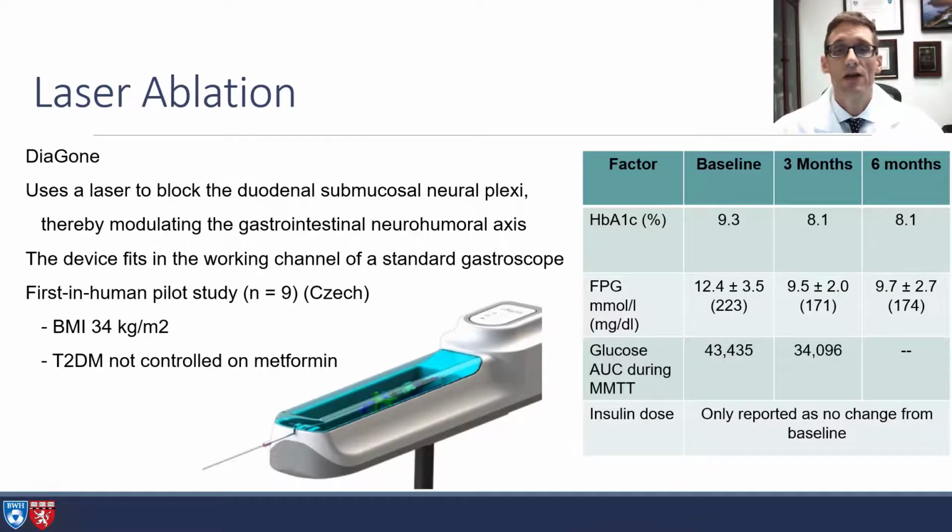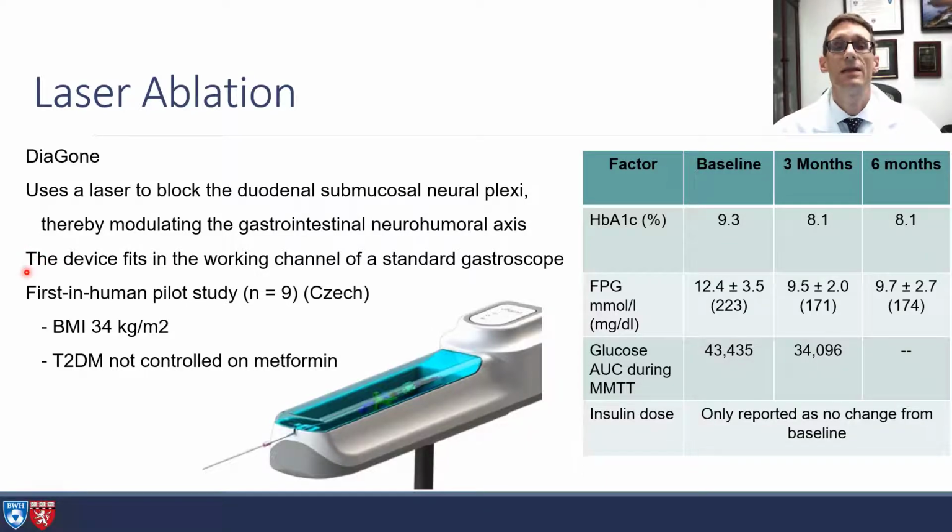There's another device under development that does laser ablation from Diagon. This uses a laser to block the duodenal submucosal neural plexi, thereby modulating the GI neural hormonal axis. The device fits through a working channel of a standard endoscope.